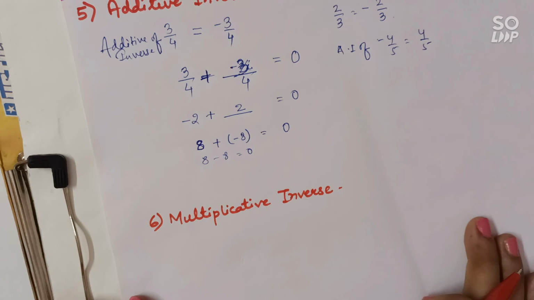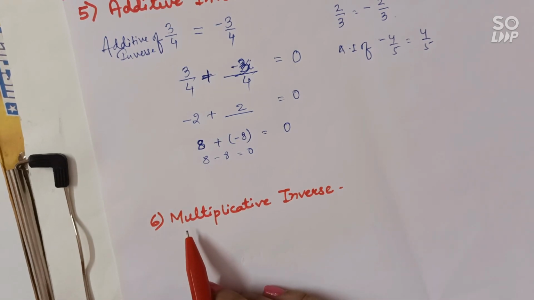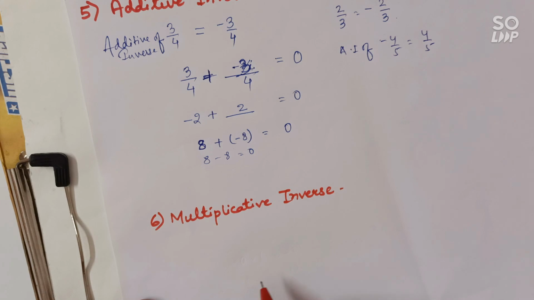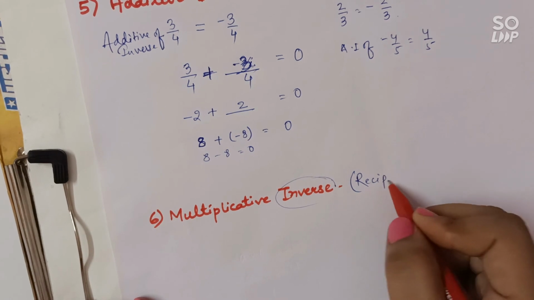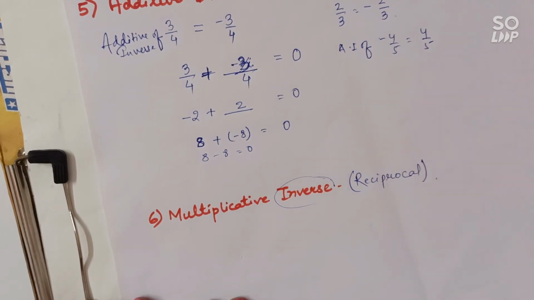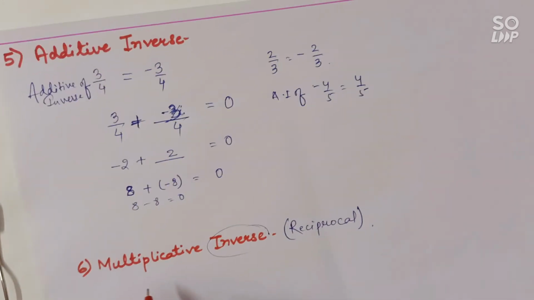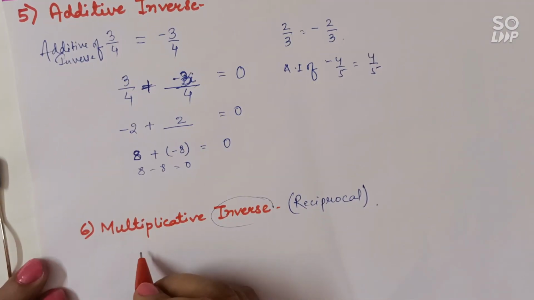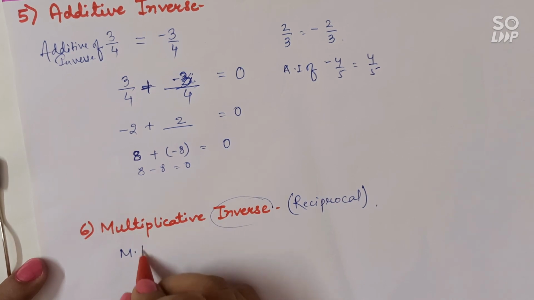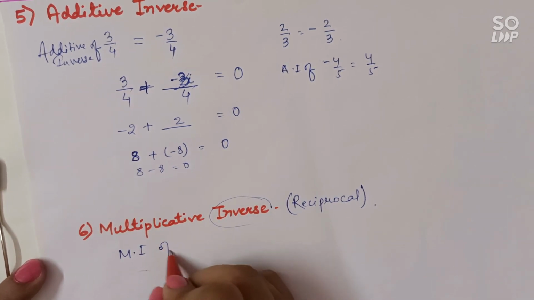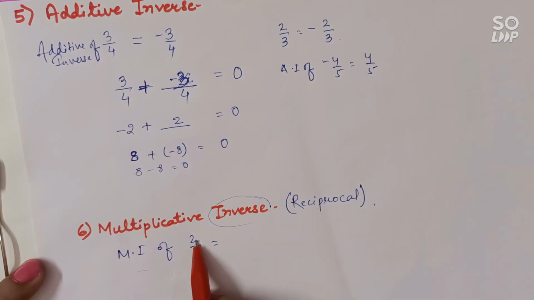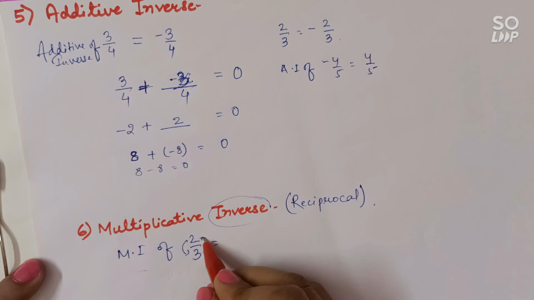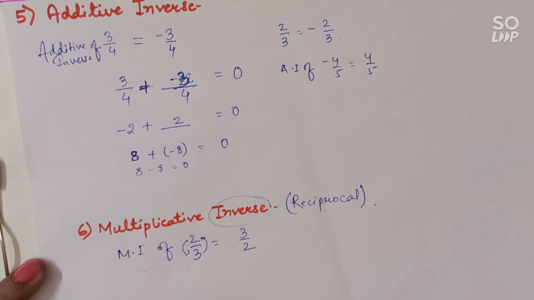Now here, let's see the last one. That's multiplicative inverse. Now multiplicative inverse is what? You can know by the name, it's simply the reciprocal. So if I ask you what is the multiplicative inverse, MI, of 2 by 3, do the reciprocal of it. Reciprocal means the denominator will come into the numerator part and the numerator will come in the denominator part. That's it. That's 3 by 2.